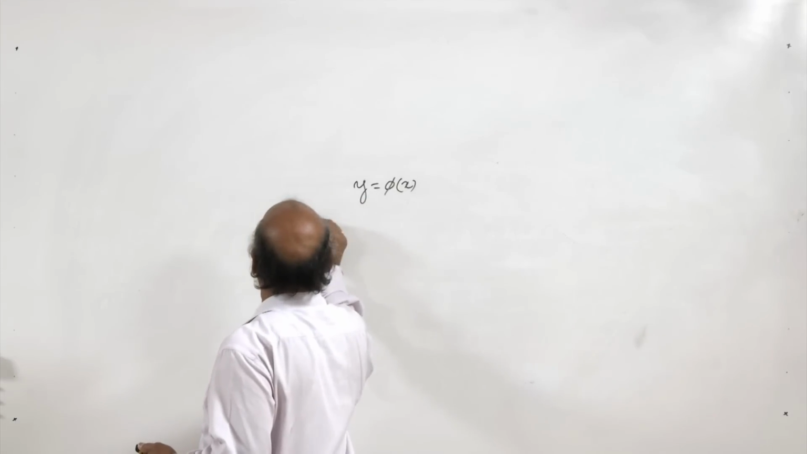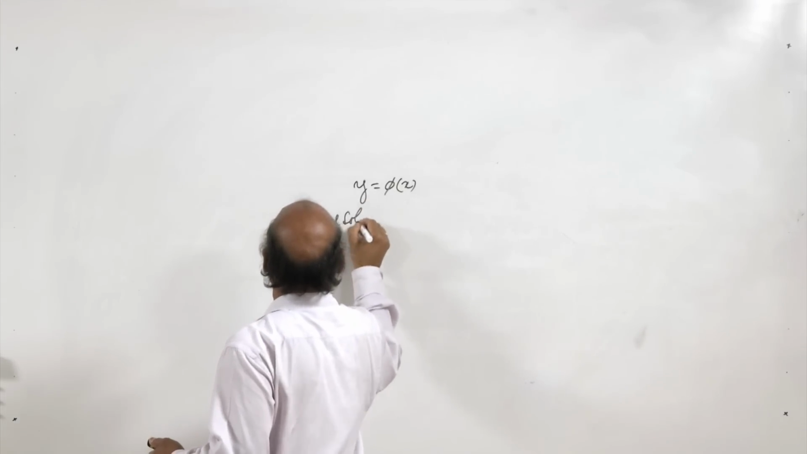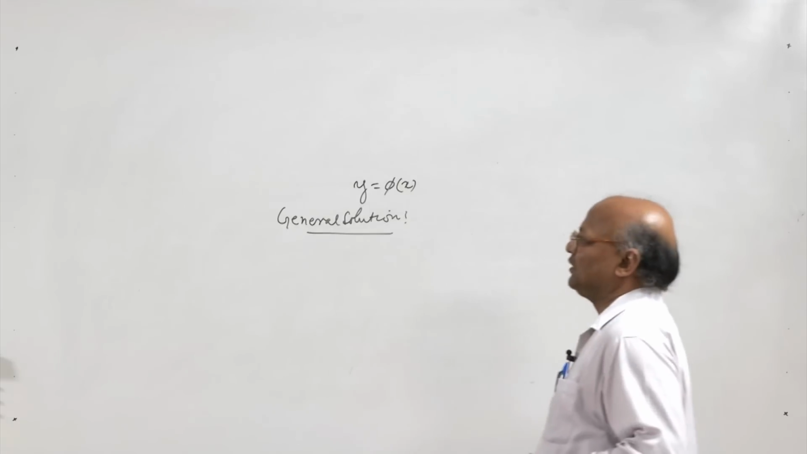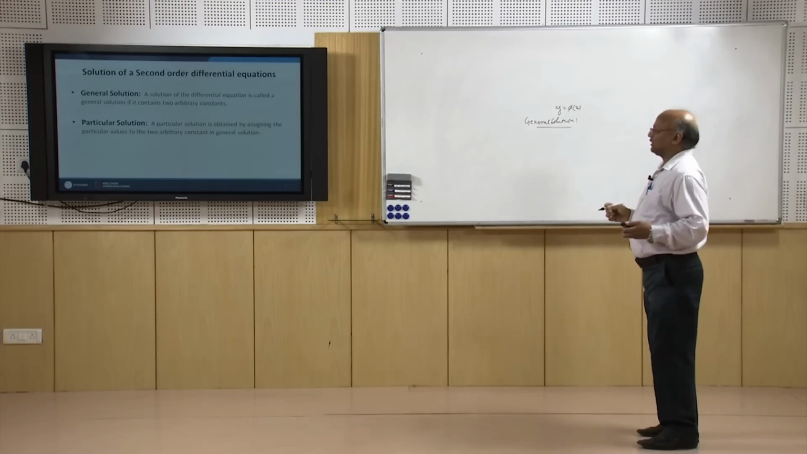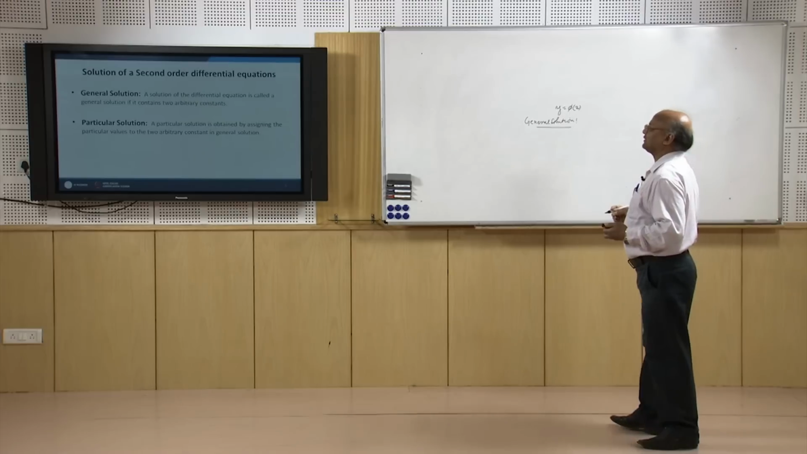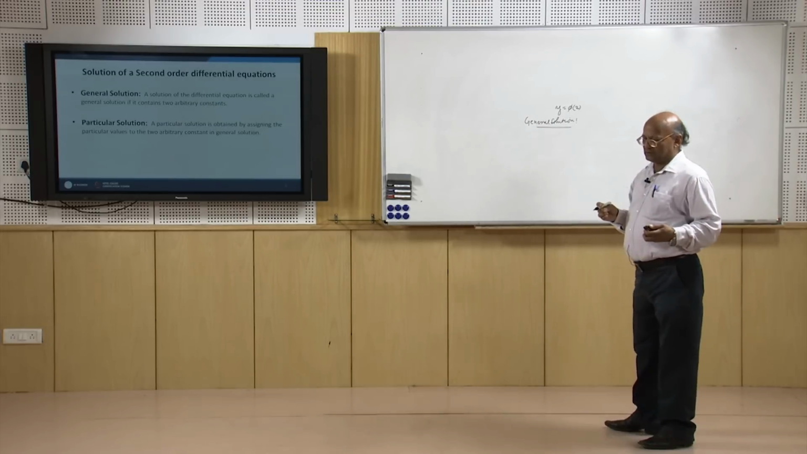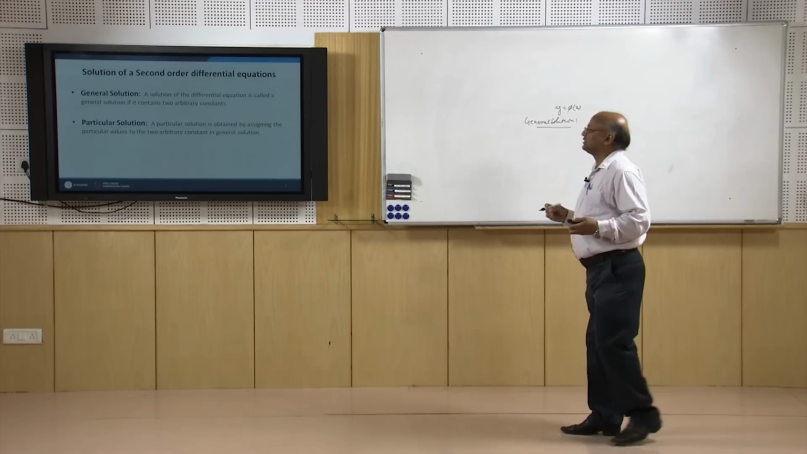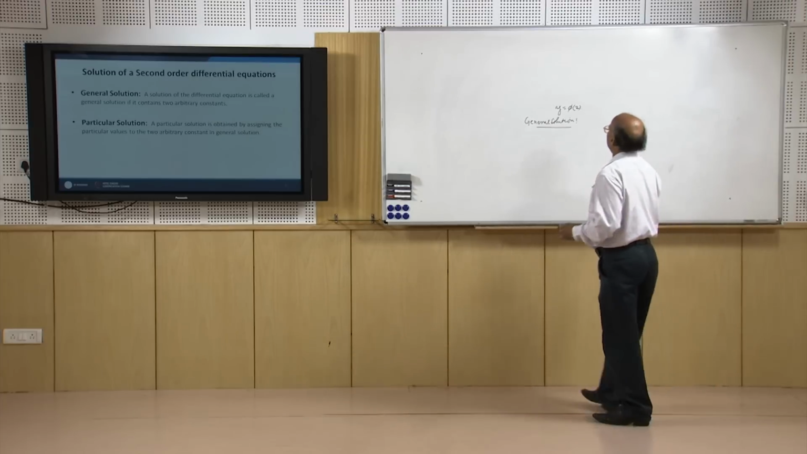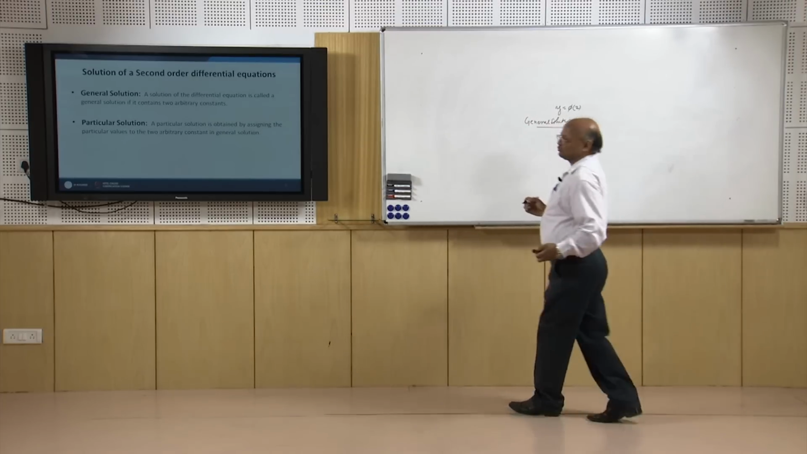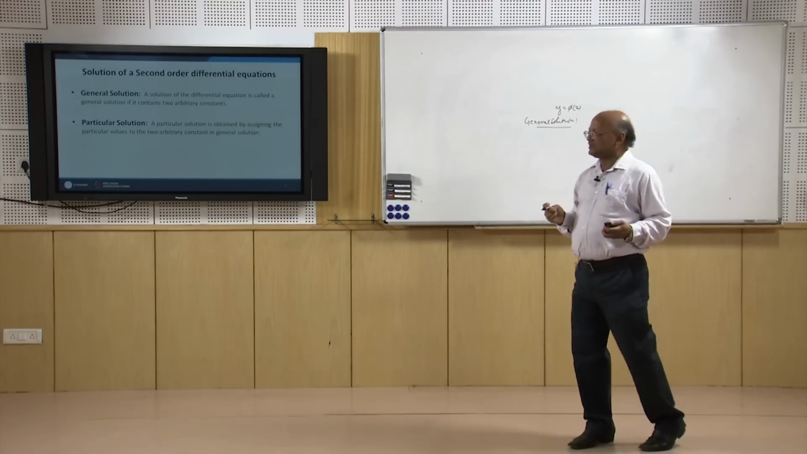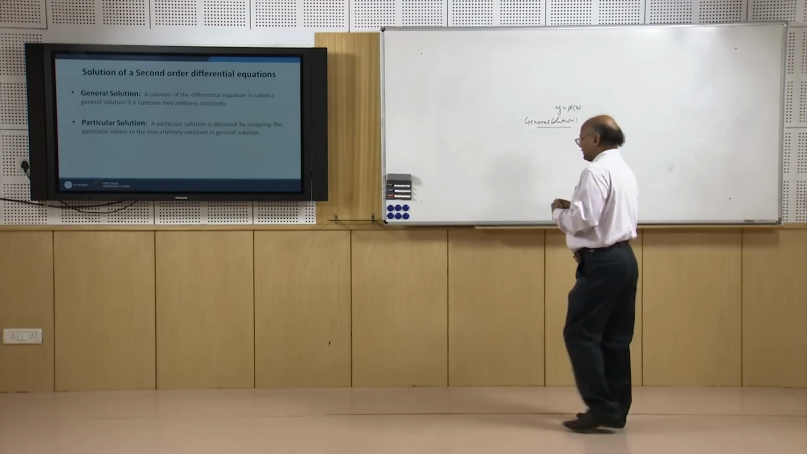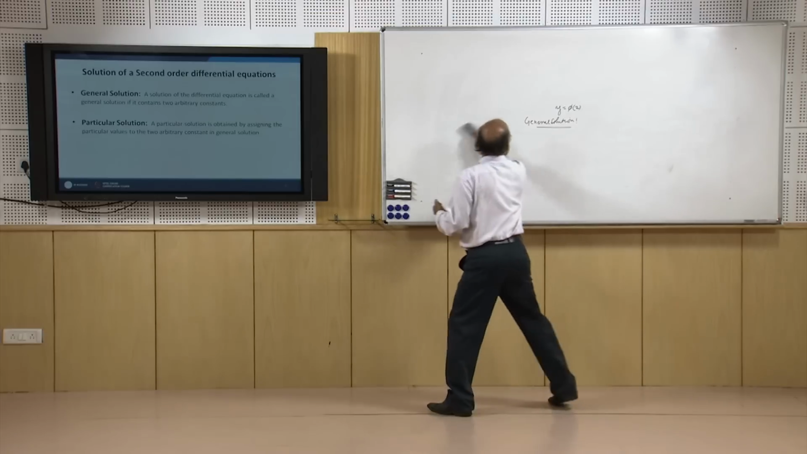Now general solution. General solution is the most general form of the solution without any initial conditions, where the initial conditions are not taken into account. If you are solving a second order differential equation, then its general solution contains two arbitrary constants. Particular solution is a solution which is obtained from the general solution by assigning some particular values to the two arbitrary constants. Now for example, let us look at this question.